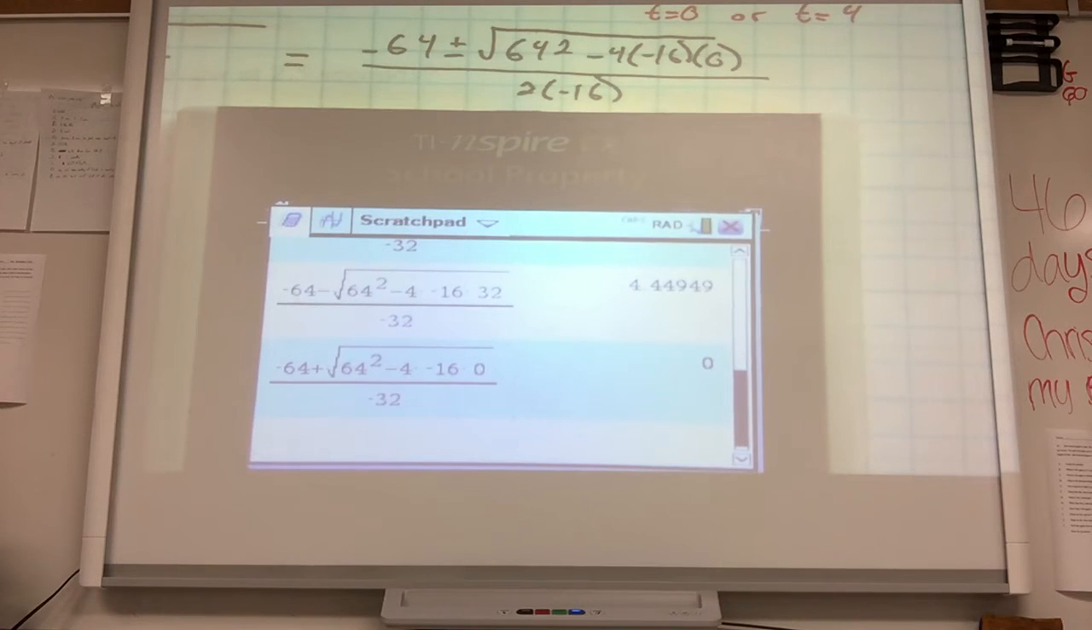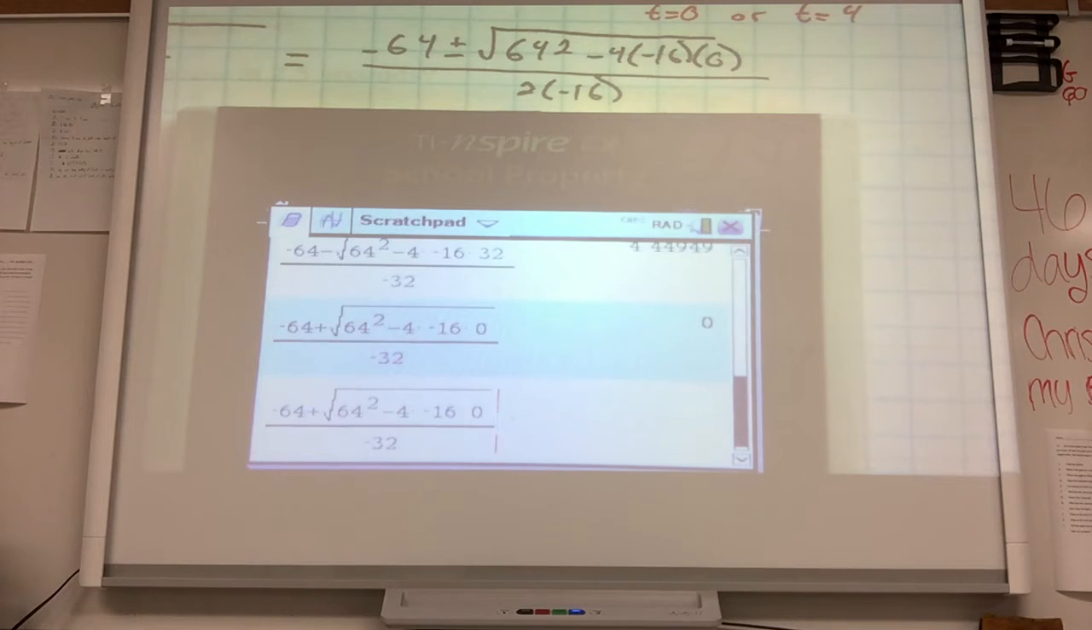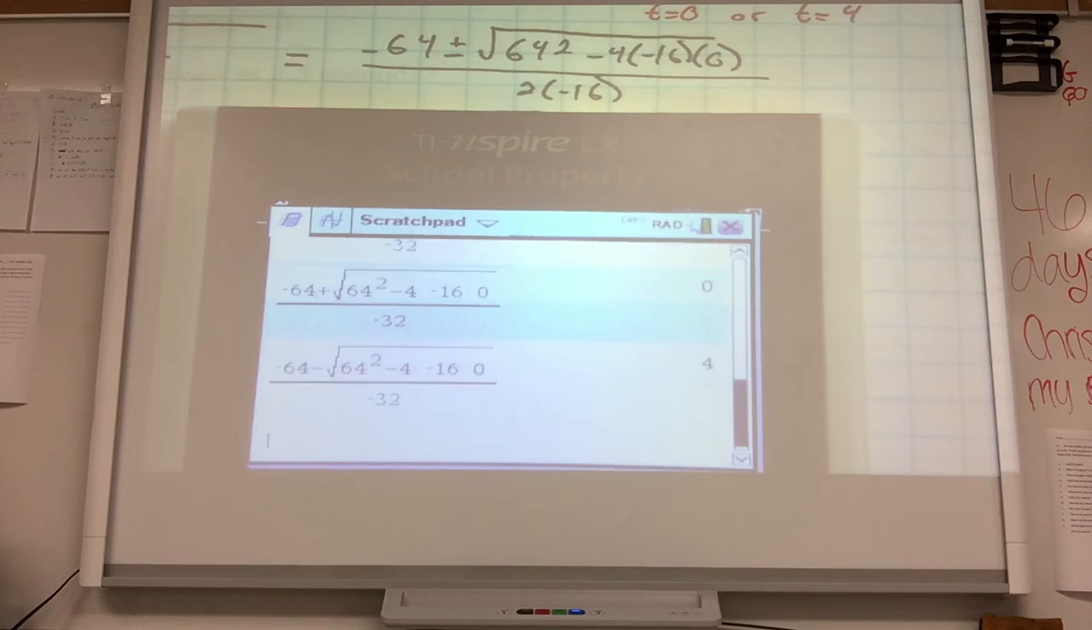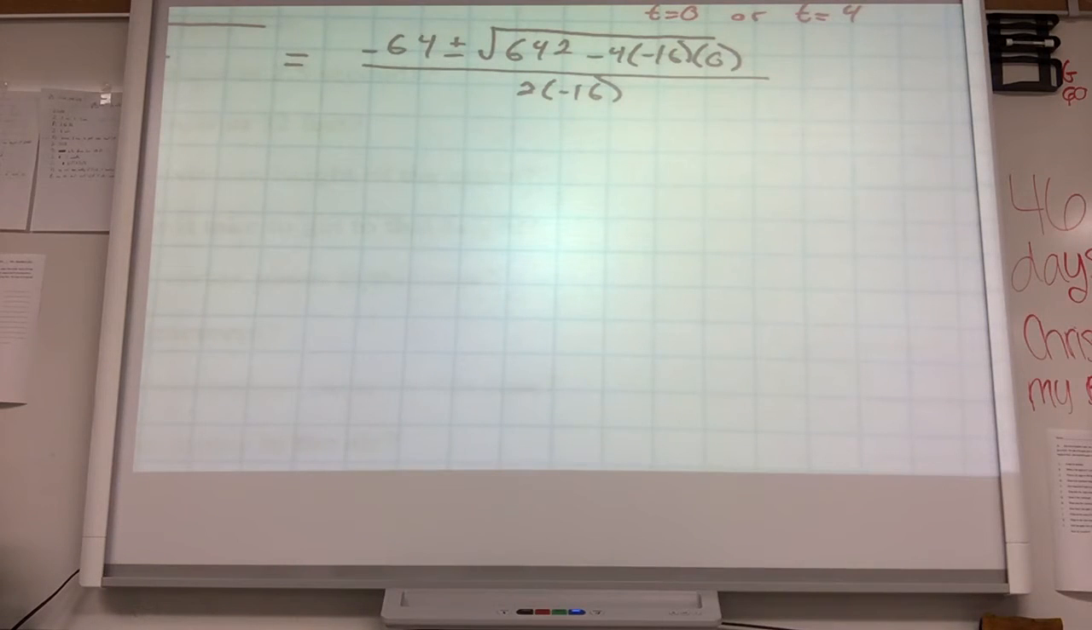So one of my answers is 0, just like I determined over here. You can kind of see it in the top part of the screen, right there. Okay, t equals 0, so that's one of the answers. Now that was the plus from the quadratic formula. Now I'm going to go ahead and do the minus. All right, so I'm going to do the same thing. I'm going to get the negative now. Okay, and 4. And as you saw when I factored it, there's your t equals 0 and there's your t equals 4. So sure enough, the quadratic formula does work on this as well.